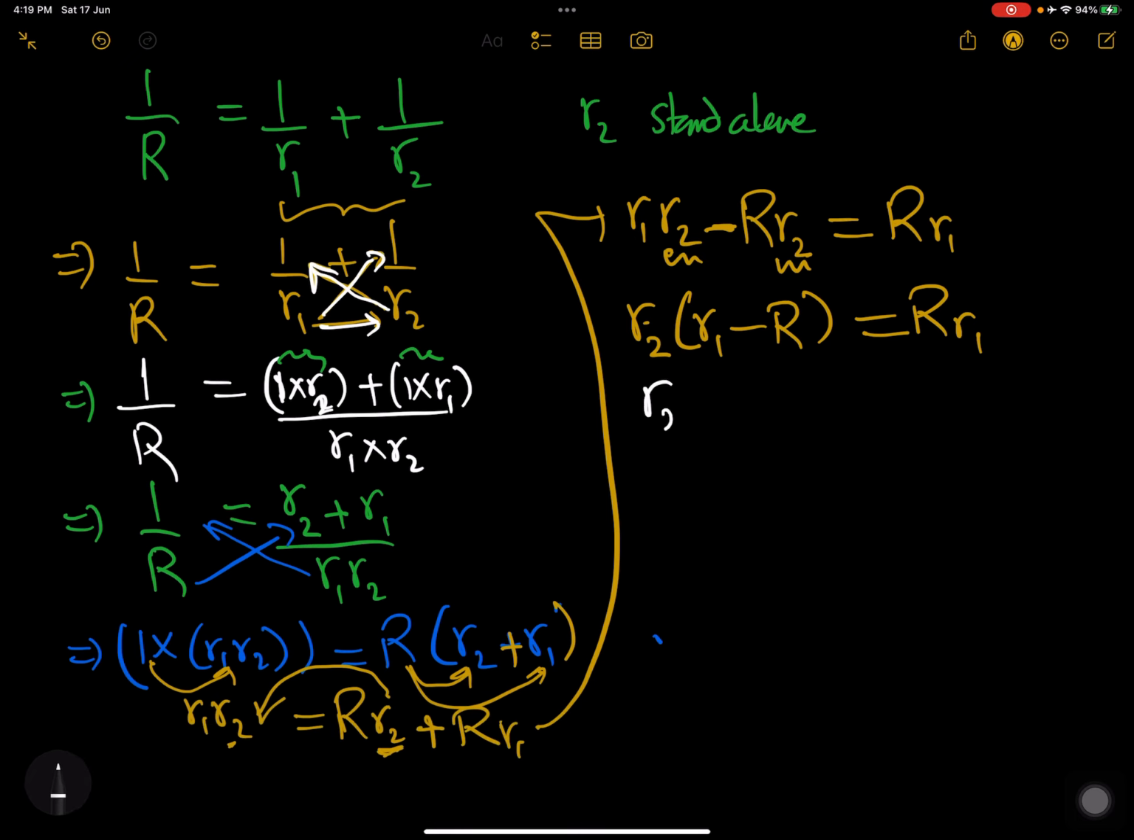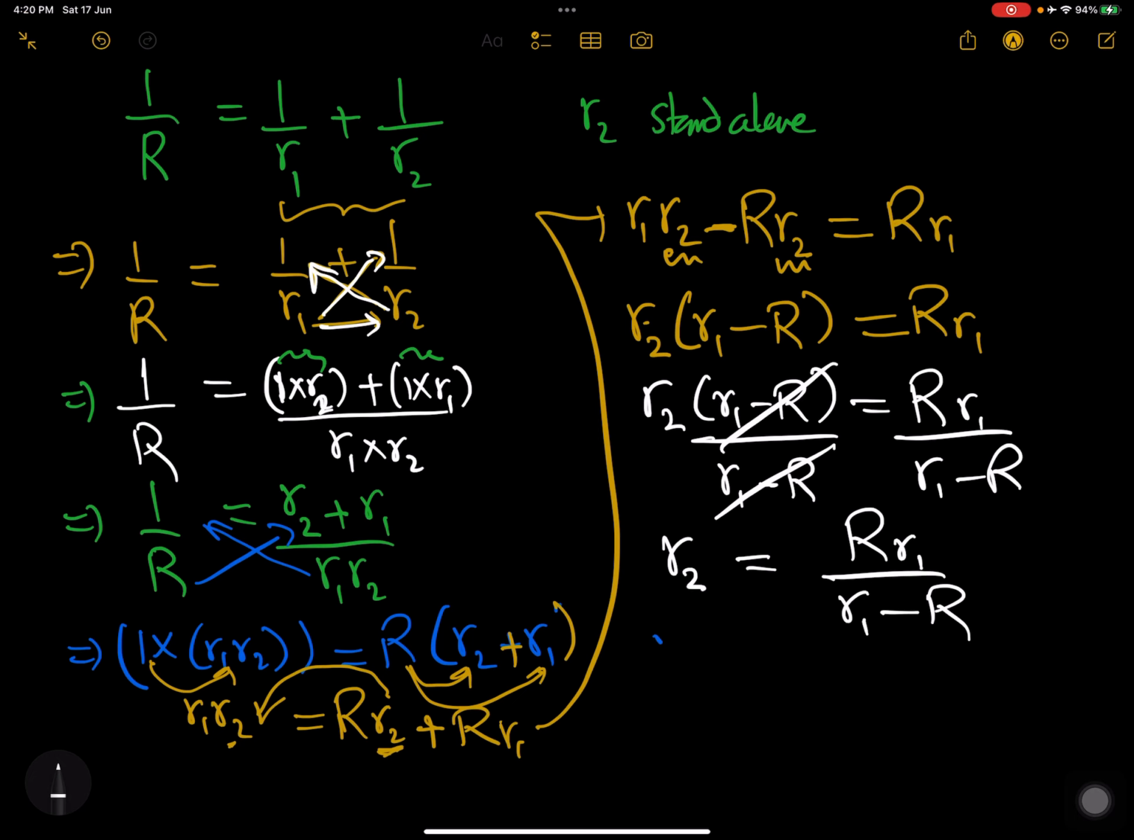So now we have r2 multiplying r1 minus big R being equal to the right hand side, which is big R and small r1. We can now divide both sides by small r1 minus big R. We can cancel that out, and then we have r2 equal to big R small r1, all over small r1 minus big R. So we've been able to make r2 stand alone. And I hope you enjoyed the topic for today: change of subject, or making variables stand alone.